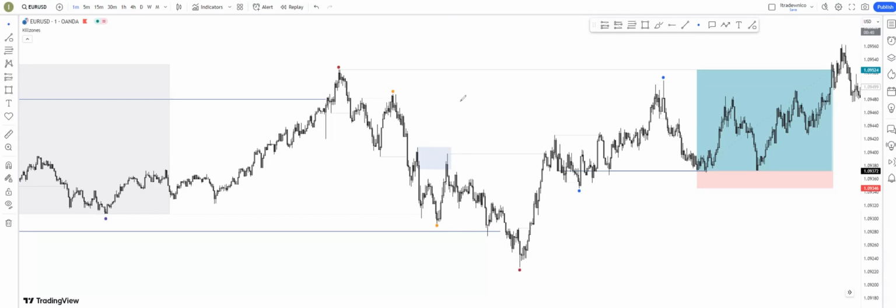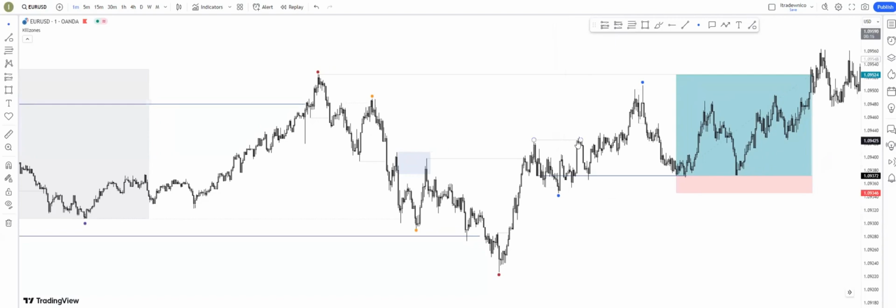All right. So we broke our structure. We made a pullback. There is pretty much nothing here to catch for me because price never actually pulled out the premium or discount, as you can see. But that's a pullback. Why? Because price came down and created, as you can see, a strong low. Then price pushed back.